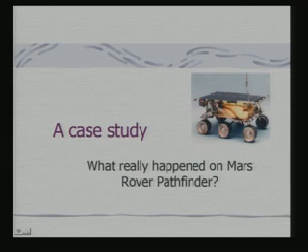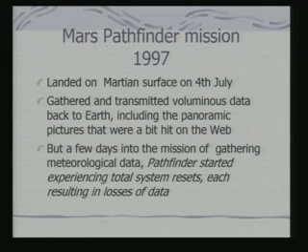So, we shall look at a case study to understand priority inheritance and priority inversion, and how it creates problems. This is a real life problem which happened with the Mars rover Pathfinder. Okay. It was a mission in 1997. What it says is that it gathered and transmitted voluminous data back to Earth, including panoramic pictures that were a big hit on the web. In fact, on the NASA website those pictures are even today available.